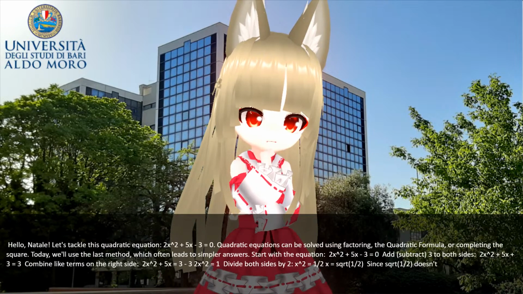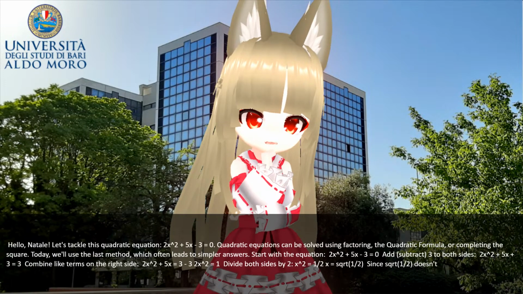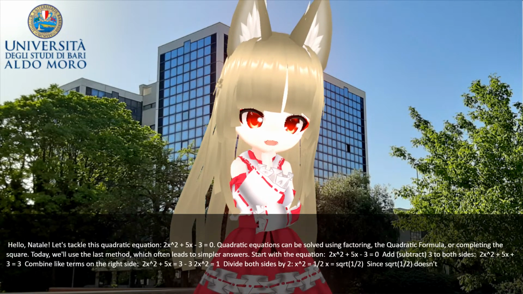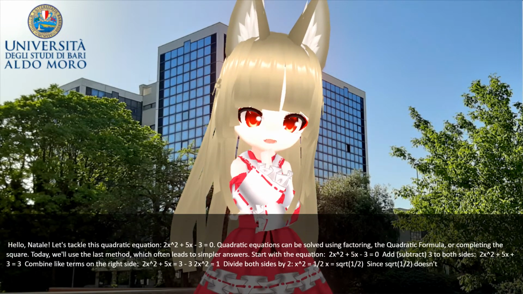Hello, Natal. Let's tackle this quadratic equation. 2x² + 5x + 3 = 0. Quadratic equations can be solved using factoring, the quadratic formula, or completing the square. Today, we'll use the last method, which often leads to simpler answers. Start with the equation. 2x² + 5x + 3 = 0.